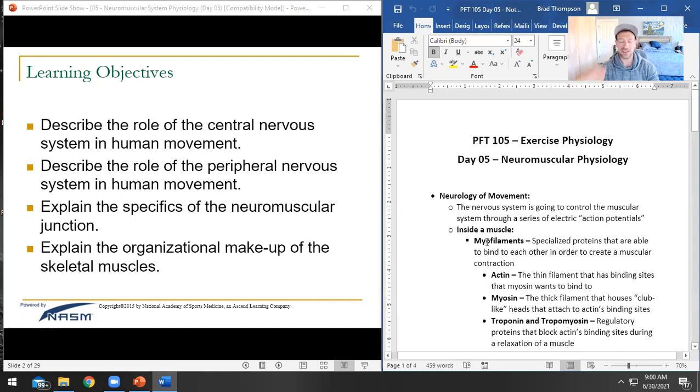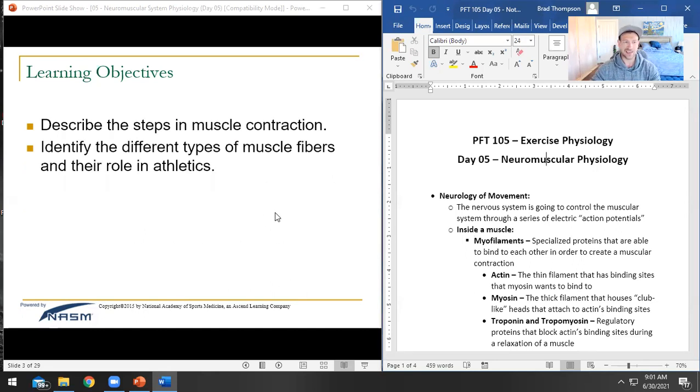We'll talk about the specifics of where your nervous system is interacting with your muscular system. So the junction where that's occurring, we call that the neuromuscular junction. And then we will talk about the makeup of skeletal muscles and what they actually look like. Then we'll talk about what steps occur during the sliding filament model, which is actually what makes muscles contract. That's the sliding action of the proteins inside of our muscles.